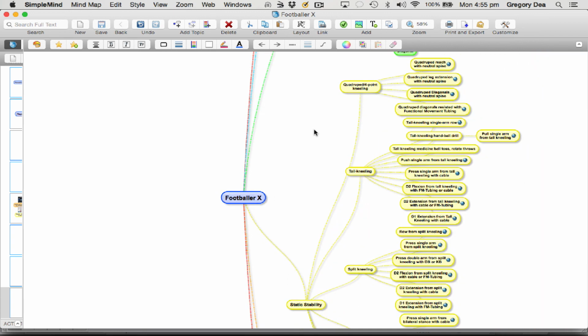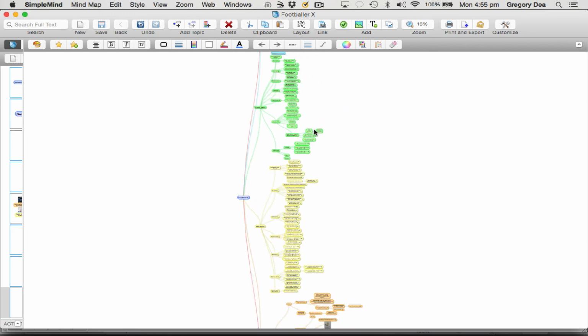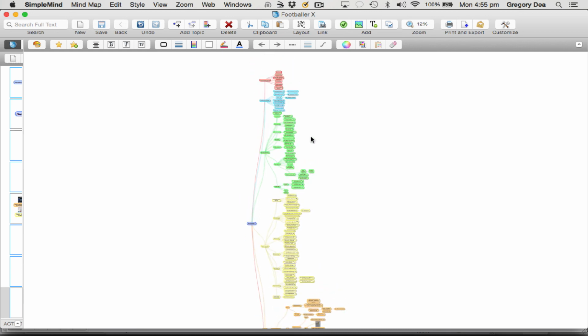So if you haven't got mind map software, get hold of some. Play with it, use it, and see if you can work out where you fit into the bigger picture with your athletes and where they fit into their own schematic.